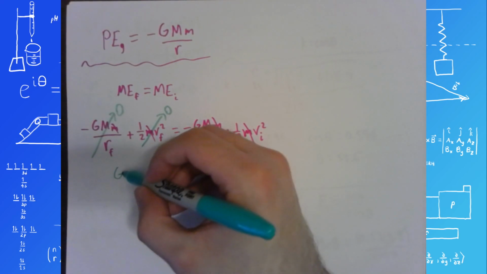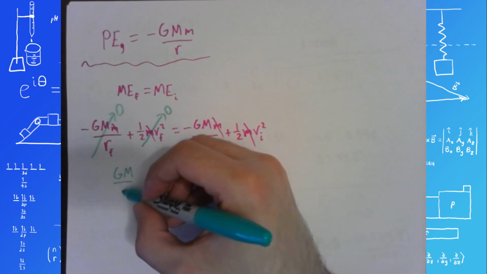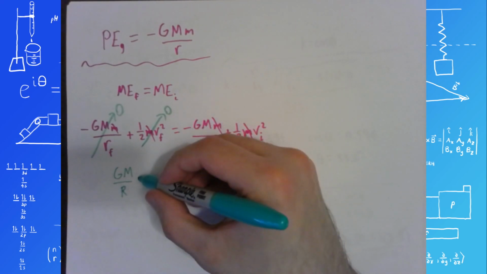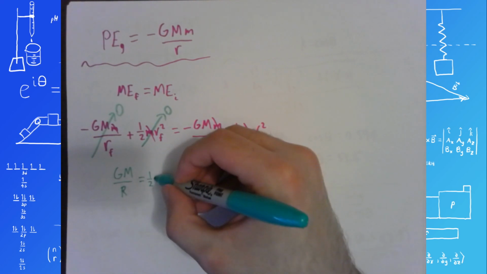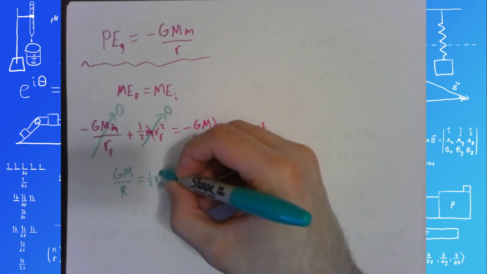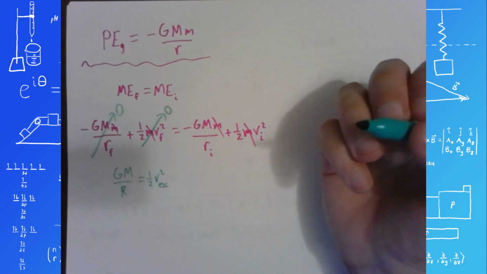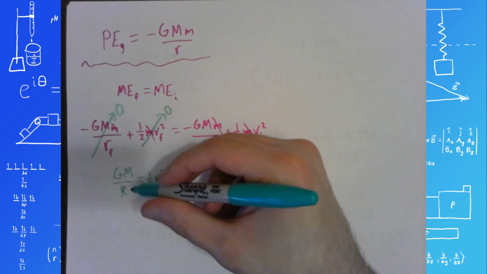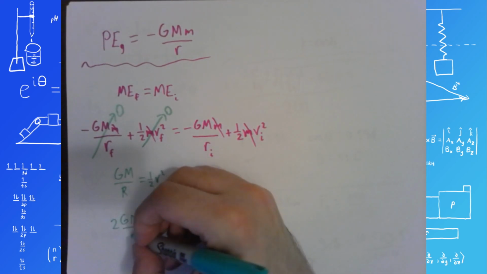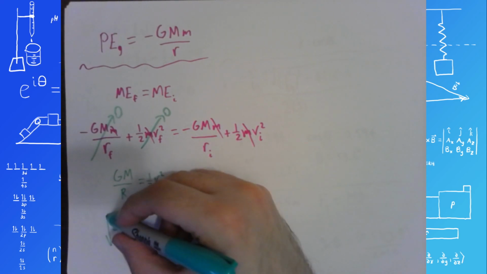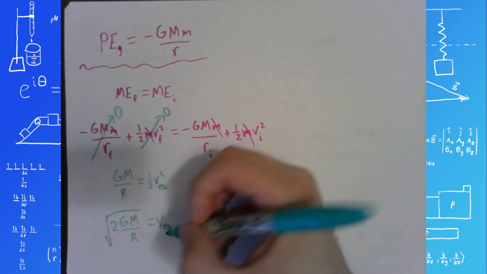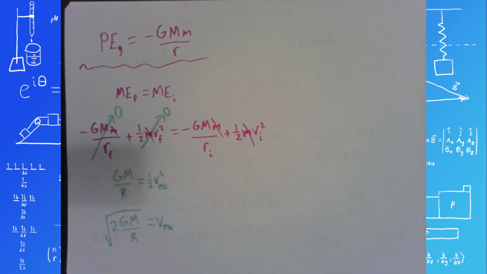So let's see, one step at a time: GM over, I'm just going to call it big R, the radius of the planet, equals 1/2 v initial squared, which is actually our escape velocity that we're trying to calculate. Multiply by 2 and take the square root. So the square root of 2GM over R is our escape velocity. Okay, but that's not what they're asking us here.